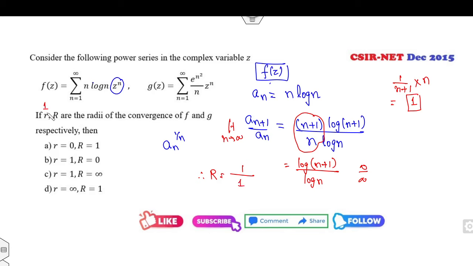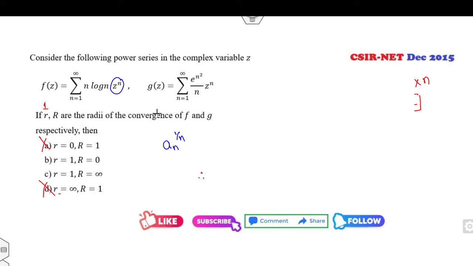Small r is 1. Fine. Now for the capital R, what is the capital R? That is corresponding to the g. So what is my a_n? e raised to power n squared over n.